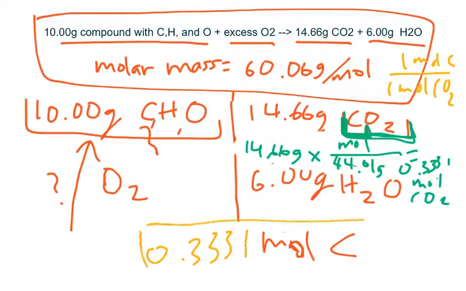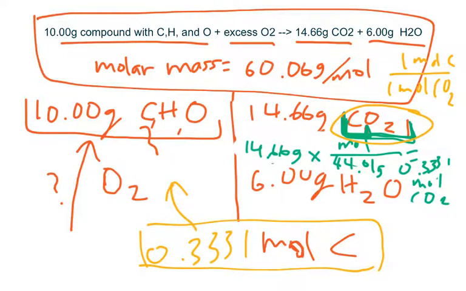0.3331 moles of carbon on both sides of the reaction. So by finding the moles of carbon in carbon dioxide, we definitively figured out the moles of carbon on the left-hand side. And since all of the carbon exists in the compound, we have thus conclusively found the number of moles of carbon in, I guess, this 10.00 gram compound.